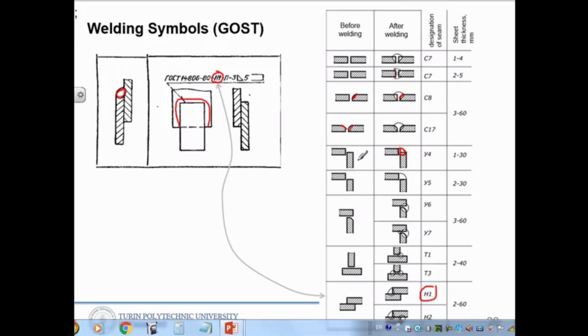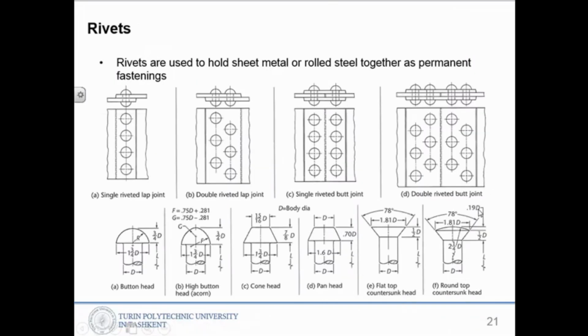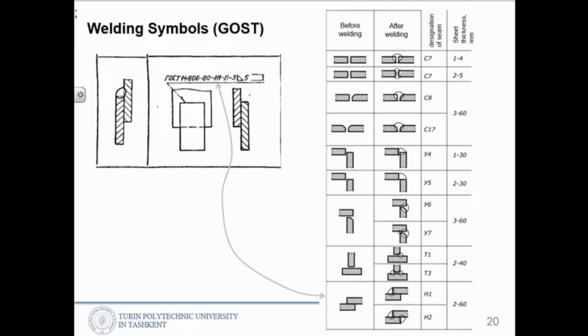Here you can see the difference, Y4 and Y5. And this one you can see is the T-joint. Another T-joint, one-sided and double-sided T-joint welded. And here the plates should be welded this way. And here you can see from two sides you have to weld it. You have to weld it from two sides.